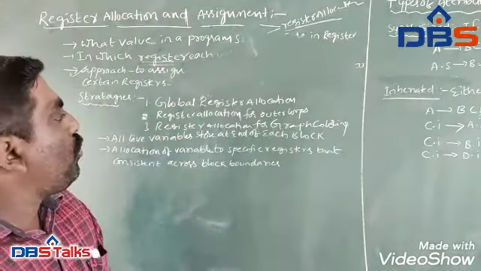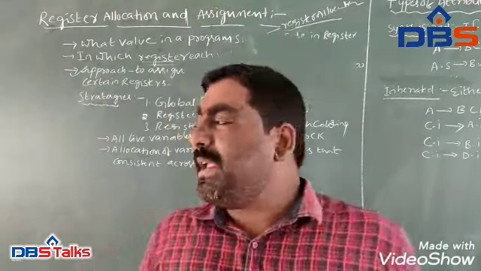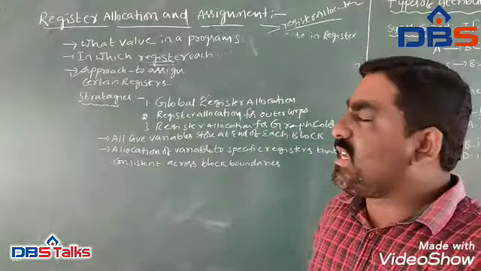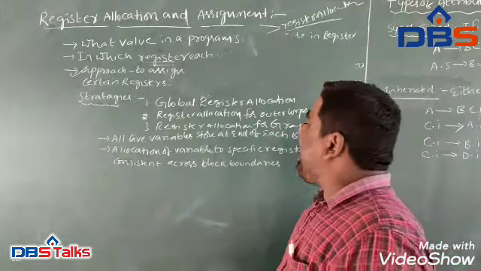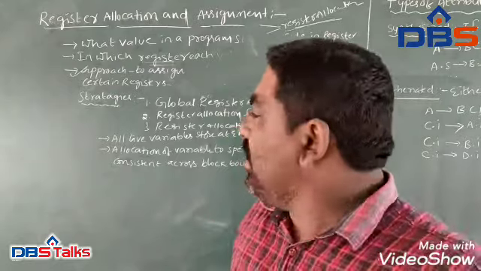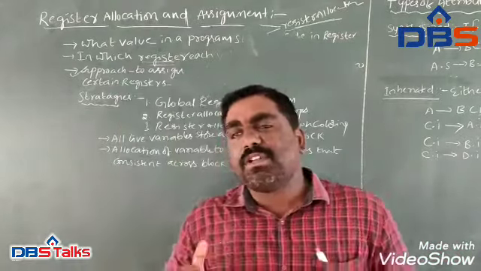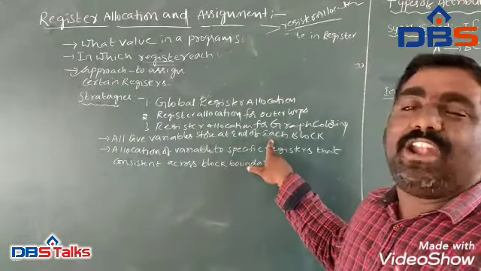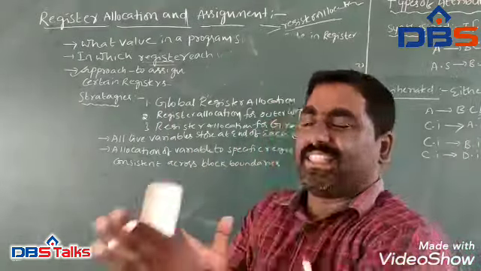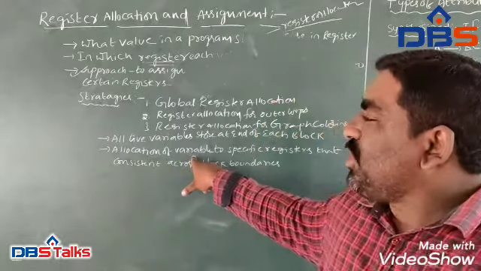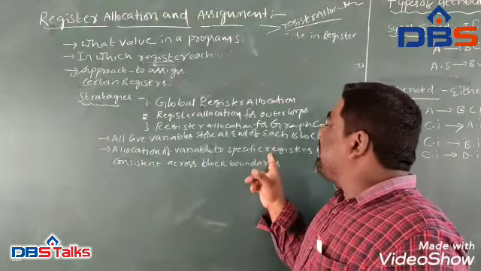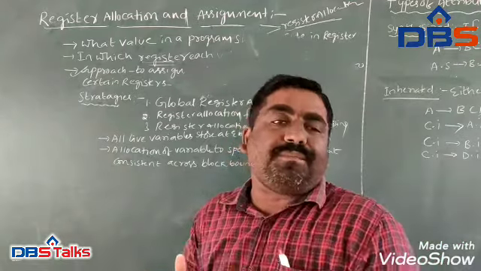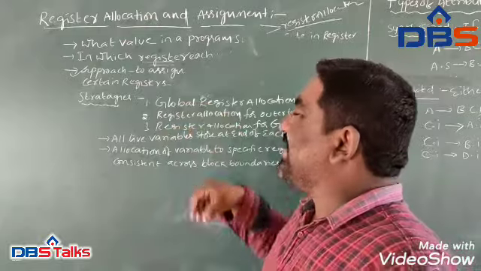Coming to global register allocation, what is meant by it? In global register allocation, all the live variables, the variables which are in an active state, should be stored at the end of each block, that is each method. At the same time, the allocation of variables to specific registers that persist across blocks is called global register allocation.